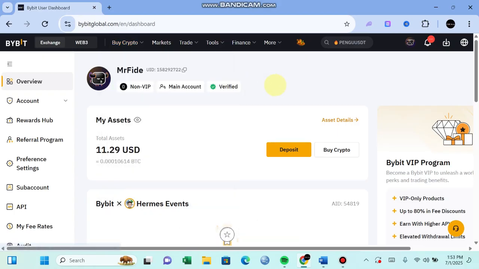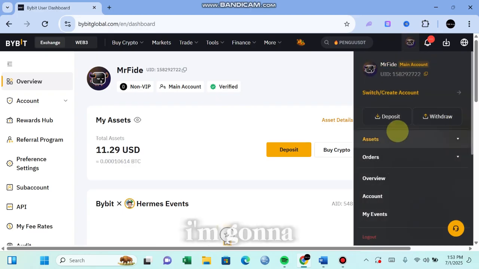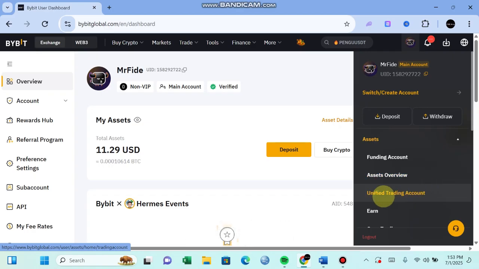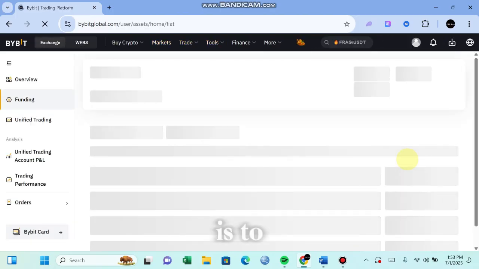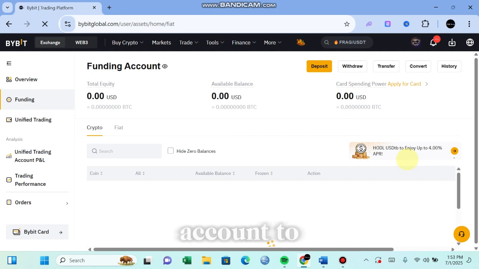Now, if you have USDT in your wallet, the next step is for you to transfer that USDT to the Unified Trading account. If I click on this particular place, I'm going to see Assets. On the assets page, if you go down, you're going to see you have a Funding account and a Unified Trading account. The USDT that is in the Unified Trading account is what we use for trading. If you receive USDT from another wallet or from P2P, you're going to receive that USDT in your funding account. So what we need to do is to transfer the USDT from our funding account to our Unified Trading account.